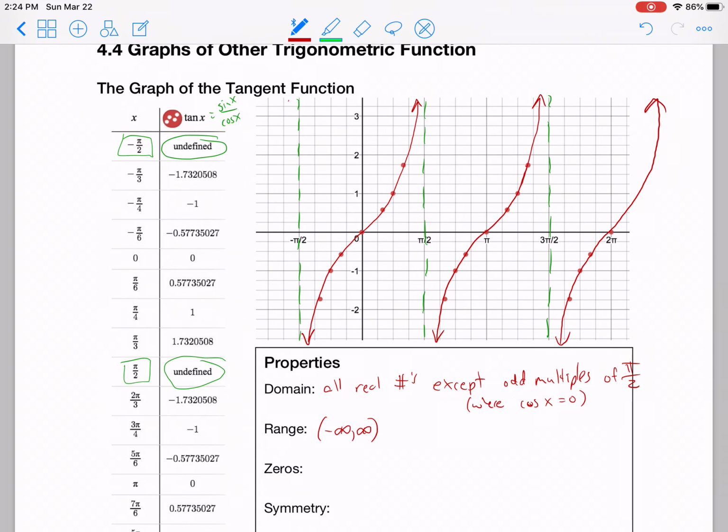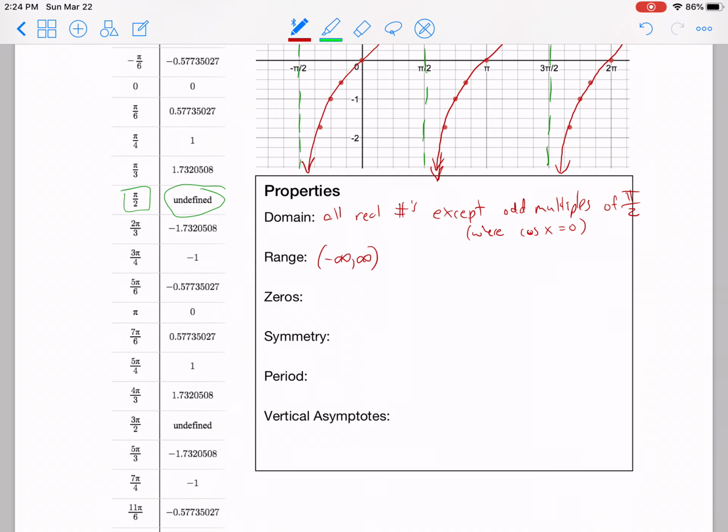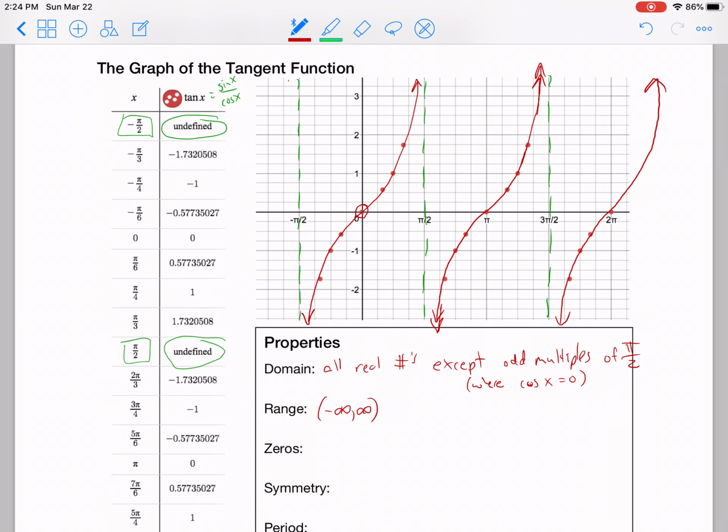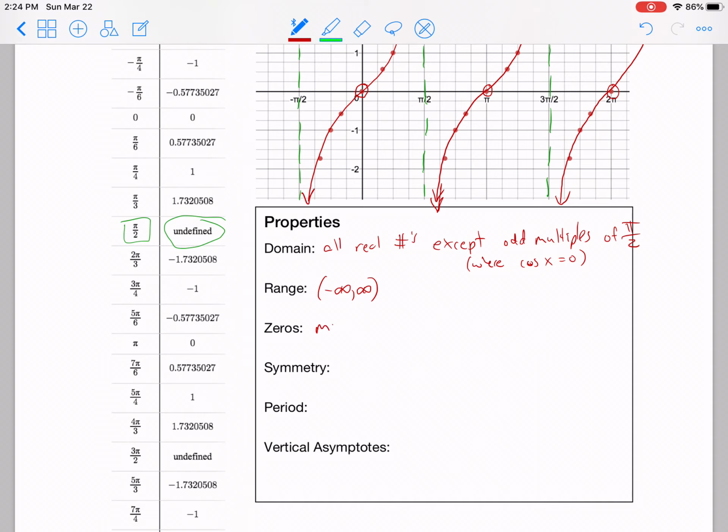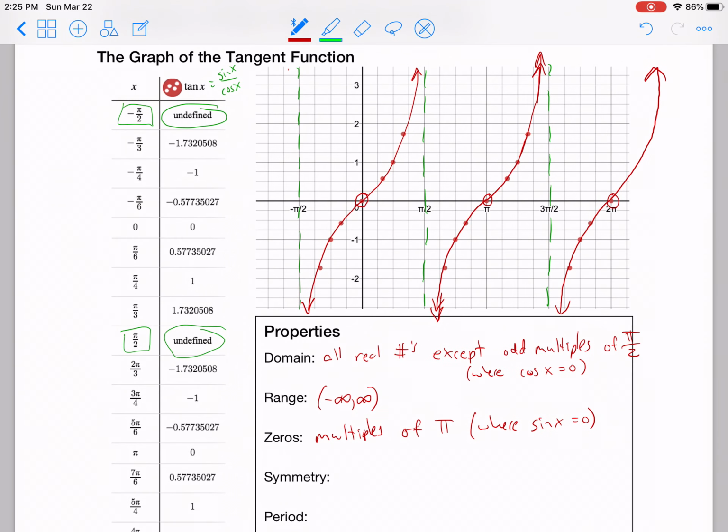And you can see that in this picture. This continues on up to infinity and on down to negative infinity, so we can get any number as a result of this. The zeros, you'll notice they occur here. It's at 0, at pi, at 2 pi, and then we'd have one at 3 pi and 4 pi. So the zeros occur at positive and negative multiples of pi. This is where sine of x equals 0. The symmetry, if you look at this picture, is odd. It is symmetric about the origin.